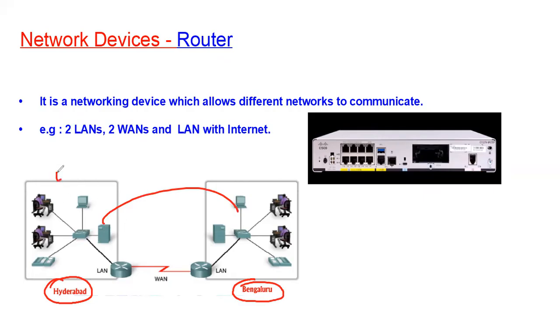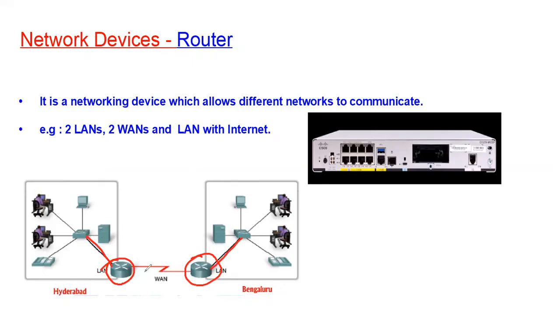LAN in the sense local area network. Here also we are having Hyderabad LAN and Bangalore local area network. So we are having two different networks here, and if you want to make them communicate, you need the router. So you will purchase one router for Hyderabad LAN, another router for Bangalore LAN. The first thing you will do is connect the Hyderabad router with Hyderabad LAN, Bangalore router with Bangalore LAN.